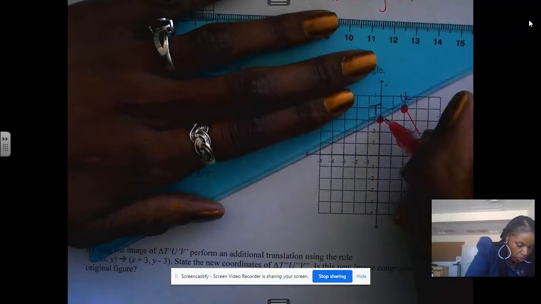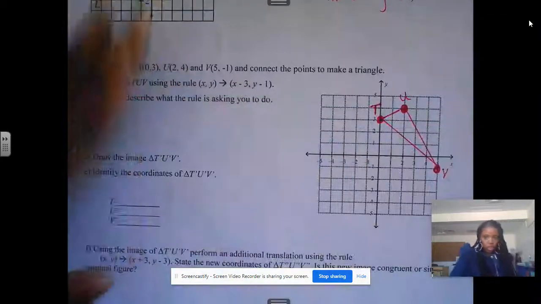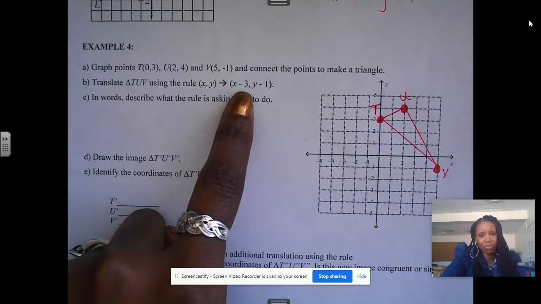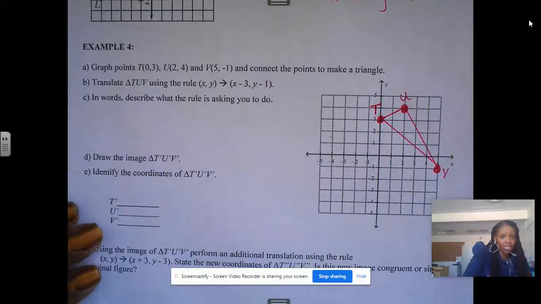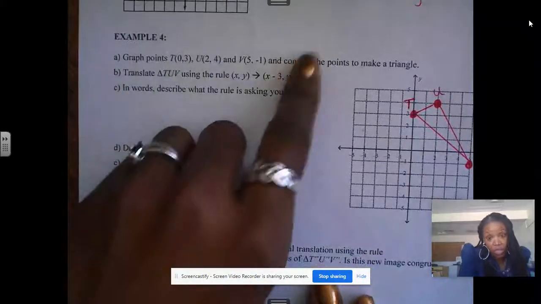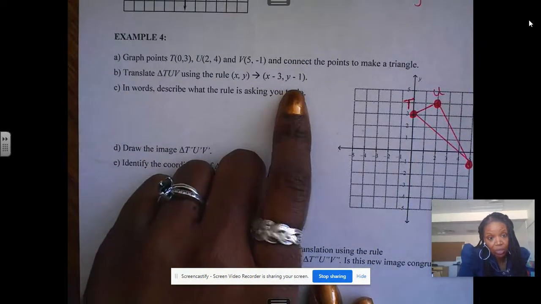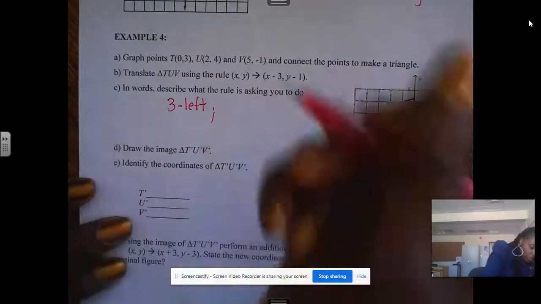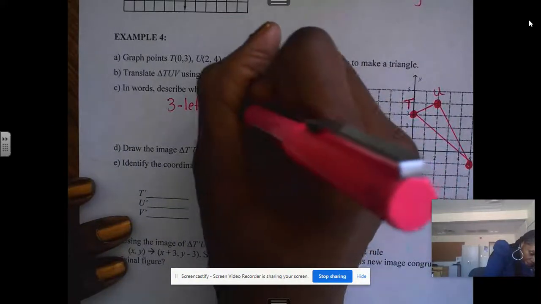So that's my original. That's my pre-image. Okay. Now it says translate. So if I'm going on the x's down 3, then that means I'm going 3 to the left. So I'm going to answer C because it says I'm going 3 to the left and then 1 down. So therefore, in words, what are we going to be doing? We're going 3 to the left because that number is subtracting, and that number is also subtracting. We're going 1 down.